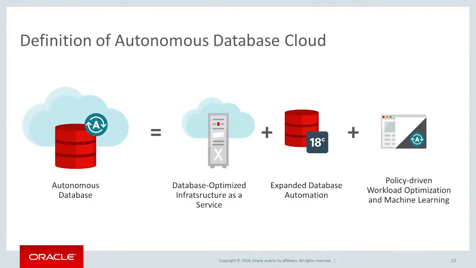So it's basically split up into 3 key components. At the infrastructure layer, we have this optimized database infrastructure. So it runs on Oracle Exadata. So we have the Exadata platform, a high performance, fully redundant environment to run our database workloads.